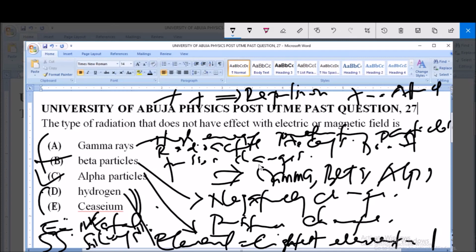Like I told you, a gamma ray cannot react to an electric or magnetic field, due to the fact that it has no charge. Without any charge, there's no reaction in an electric field. Similar charges repel each other, and different charges attract. Beta and alpha have charges, hence they can be affected by a magnetic or an electric field. So the answer to this particular question is option A, gamma rays.